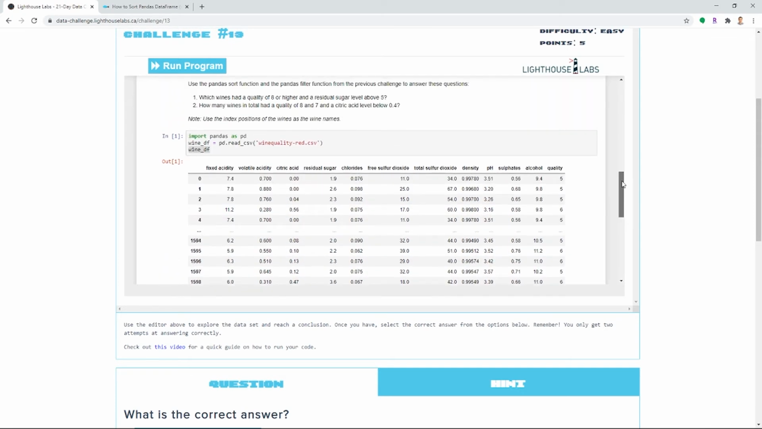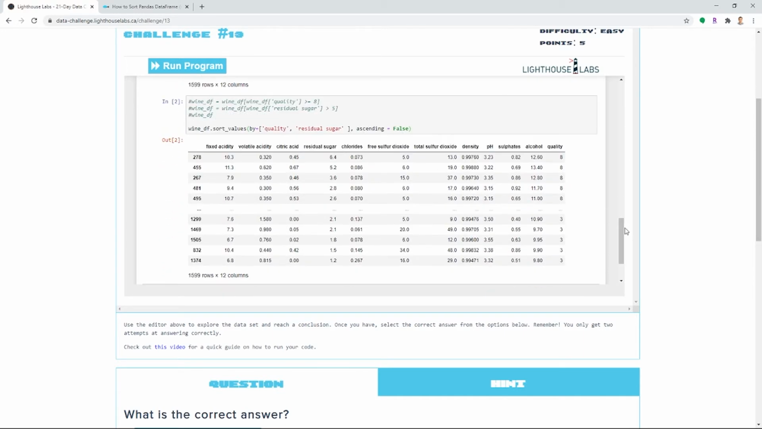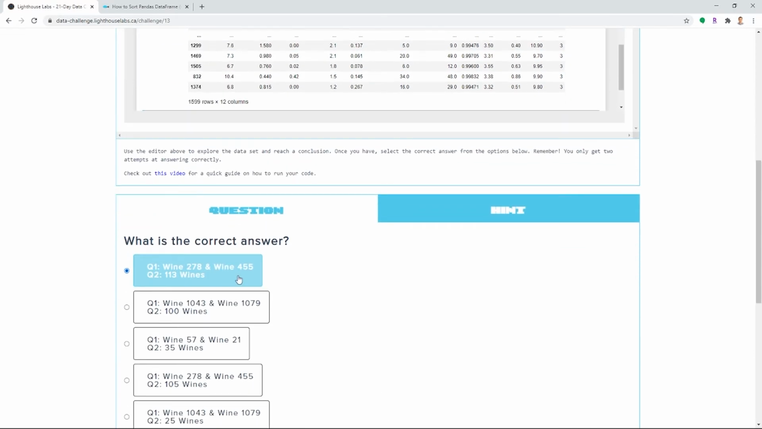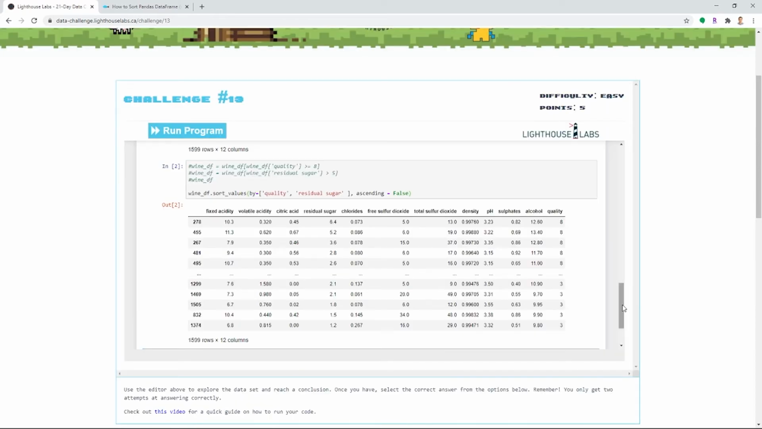Answering the question, which wines had a quality of 8 or higher and a residual sugar level above 5, looking at this data set in its sorted state, all these top rows have quality of 8 or higher, but only the top 2 have a residual sugar level of greater than 5, 278 and 455. Going down, 278 and 455 confirms our analysis. Now let's move on to answer question number 2.